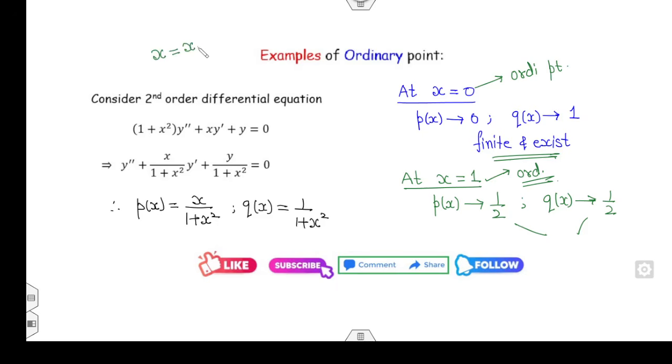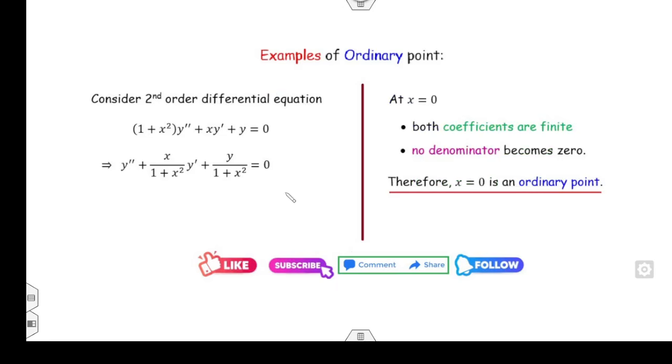Moreover, can you find any x naught so that either p(x) goes to infinity or q(x) goes to infinity? क्या कोई आपको ऐसा पॉइंट मिलेगा इसमें? कभी नहीं मिलेगा. That means for that differential equation, every point x belonging to R is my ordinary point.